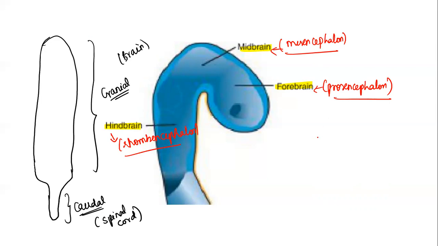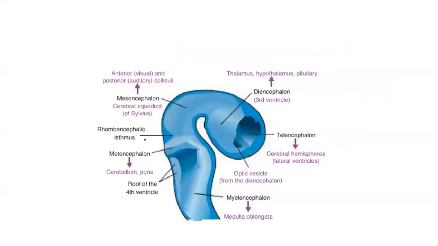So initially you have three brain vesicles, right? So these are called primary vesicles. These three, pro, meso, rhomben, are called primary vesicles. Soon what will happen is they give rise to secondary vesicles. Yes, they give rise to secondary vesicles.